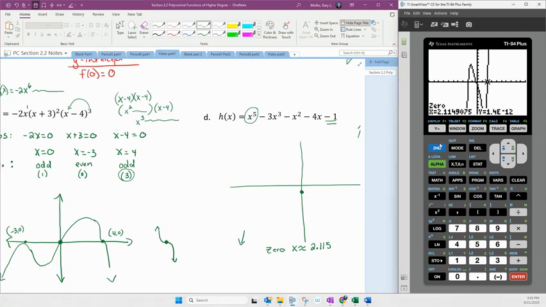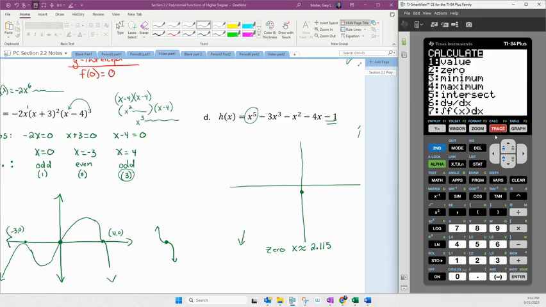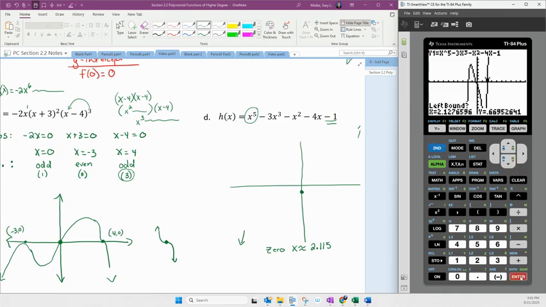All right, let's find another 0. Calculate. Number 2. And I'm going to scroll to the left of the next 0, or I could type in a number. All right, looks like I'm to the left. I'm going to hit enter. I'm going to scroll back to the right. I'm going to go back in between those, and it looks like I have a 0 at approximately negative 0.254.